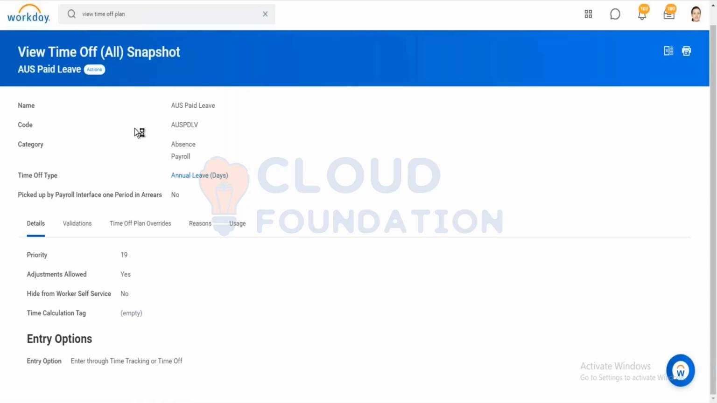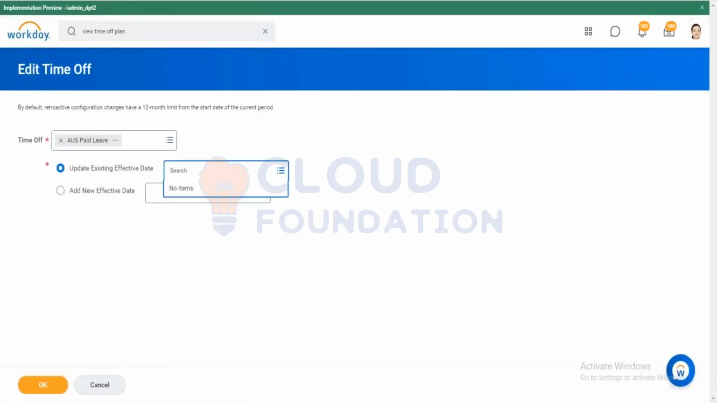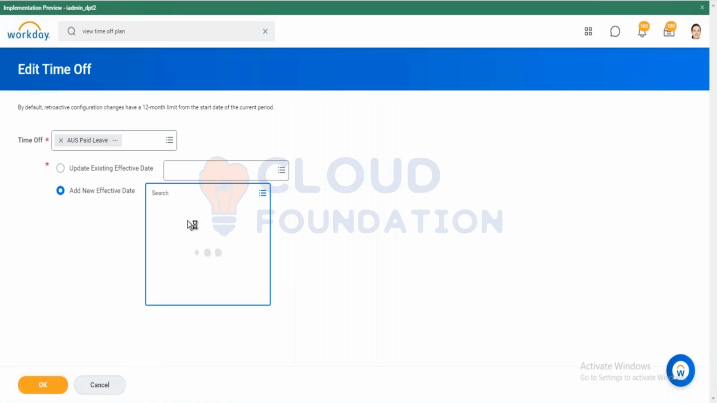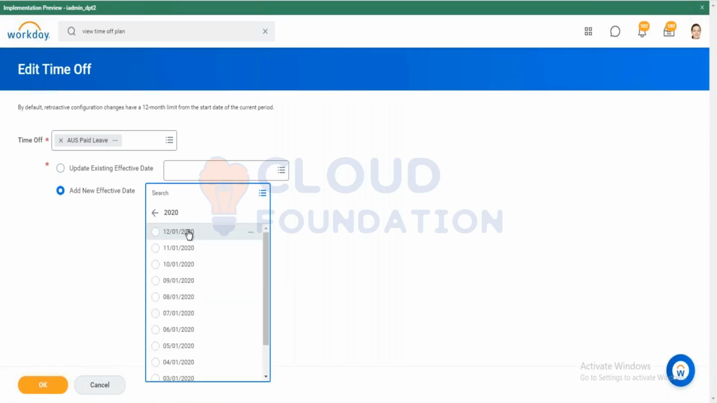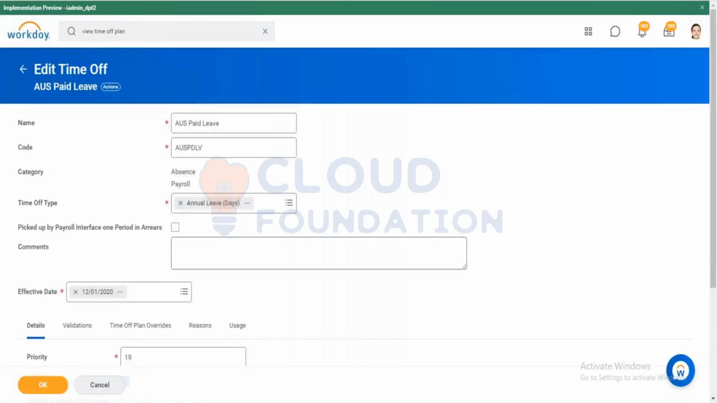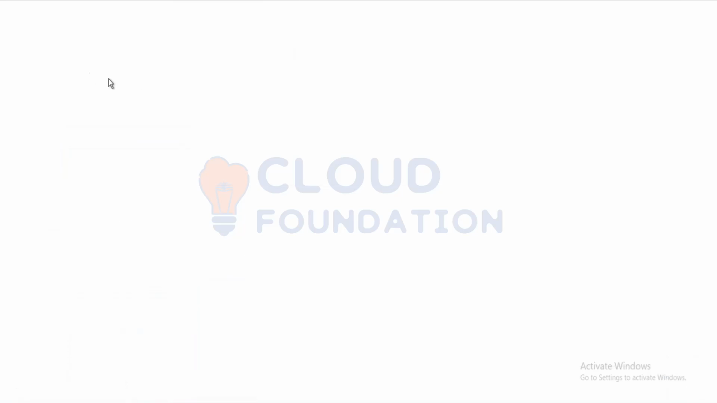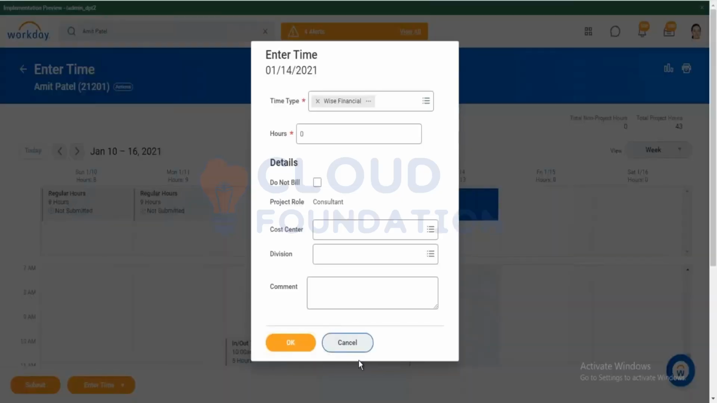If you want to make it only for time tracking, you will go to the edit part. Go to the entry option. If you're only using it through the time off calendar, you know what the time off calendar is? You go to the related action. Yes, time off calendar.